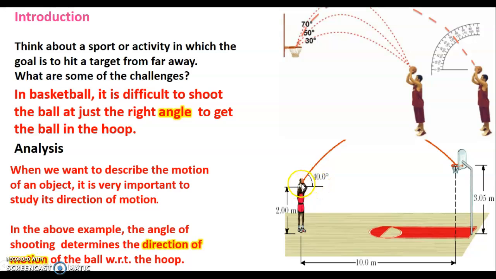Another similar example: the player is trying to shoot at an angle of 40 degrees while standing 10 meters away from the target. So a 40-degree angle is the best angle to get the ball into the hoop.